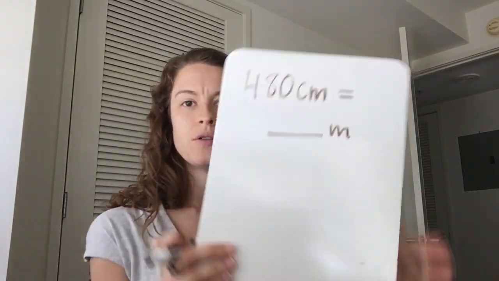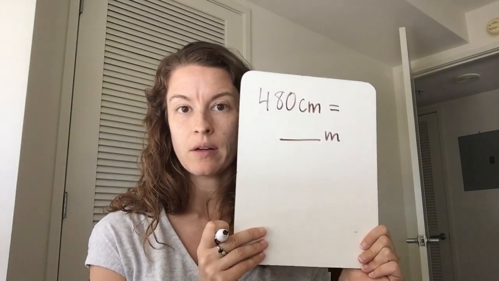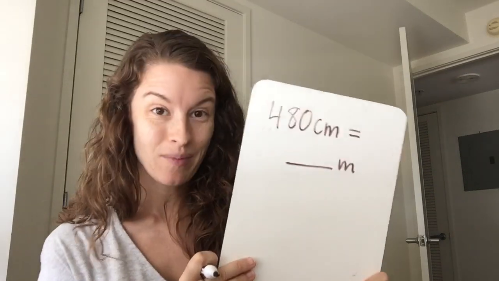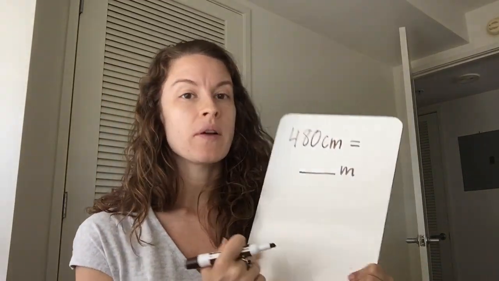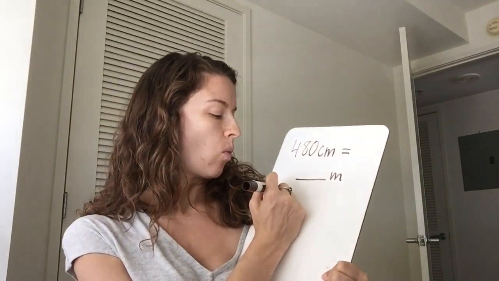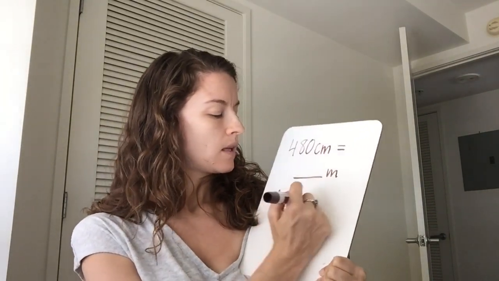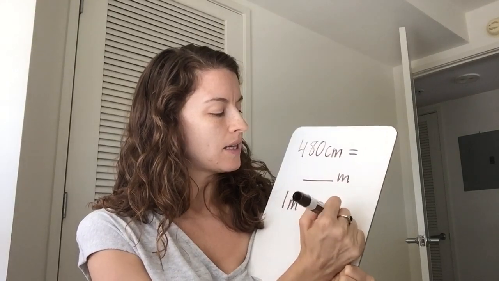Well, what if, here we go. Okay, so let's do another one with length. So 480 centimeters equals how many meters? 480 centimeters equals how many meters? So I always start with what I know, and I'm going to look on the chart. I remember the chart tells me that 1 meter is 100 centimeters.